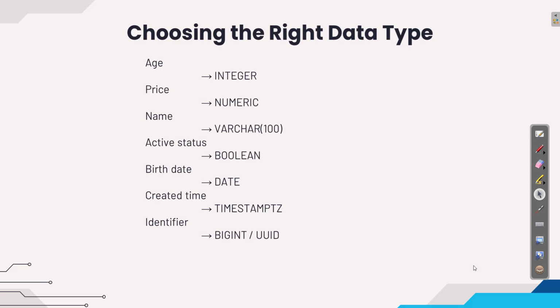So it depends upon the situation or use case. So if identifier is just like the device ID, we will use the UUID here. Structured JSON type is JSONB. So choosing the right data type is very important in the database.